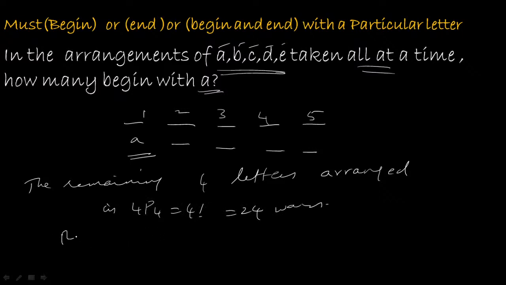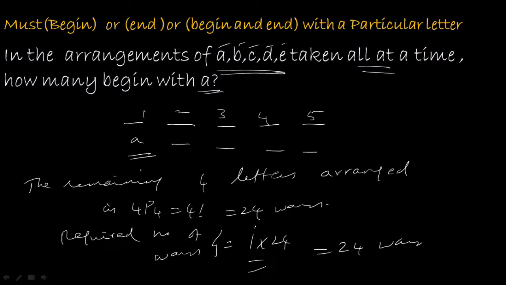So the required number of arrangements is 1 product 24. There is no need to write the 1, but if you want to understand the concept, I have to mention that 1 product 24 equals 24 ways. Why do I mention 1? Because there is only one possibility for the first position, that is A alone, because it is given that the first position is occupied by the letter A itself. So only the remaining 4 positions have different possibilities, and that is what we are going to calculate.